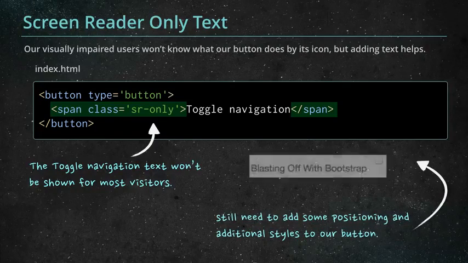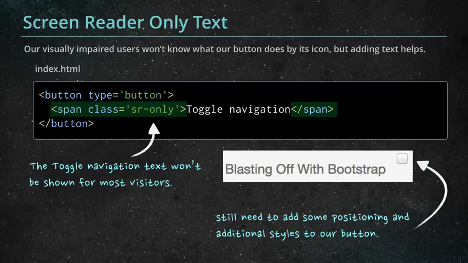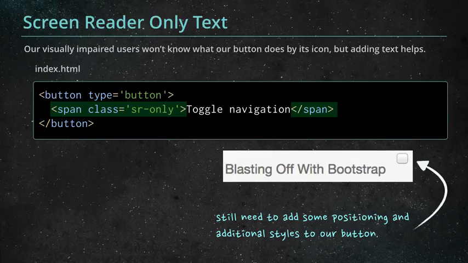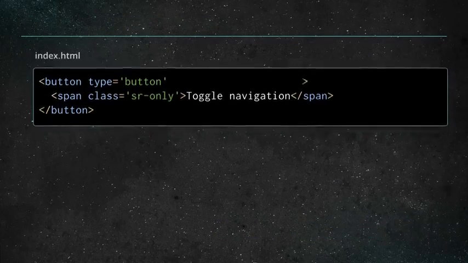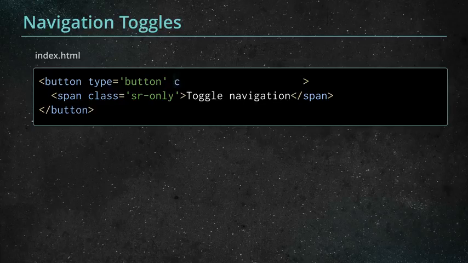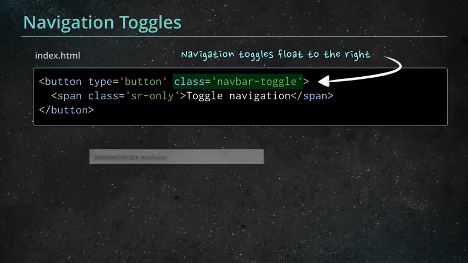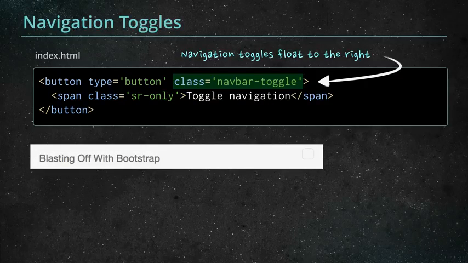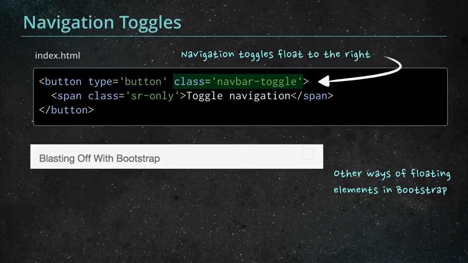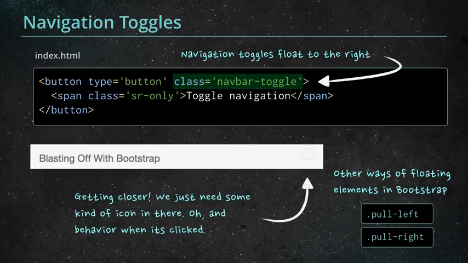If we view this button now, it doesn't have anything in it though, and it shows up right next to our brand. Let's move it over to the right a little bit, kind of like what we saw in our finished product. To position our button all the way over to the right, we can use the navbar-toggle class, which will float our button all the way to the right of wherever it currently is. Bootstrap has some other helper classes for floating elements left and right that you can use elsewhere on your page, including pull-left and pull-right. It looks like our button is in the right place, but it still needs an icon. And how do we make it actually do something when we click on it?